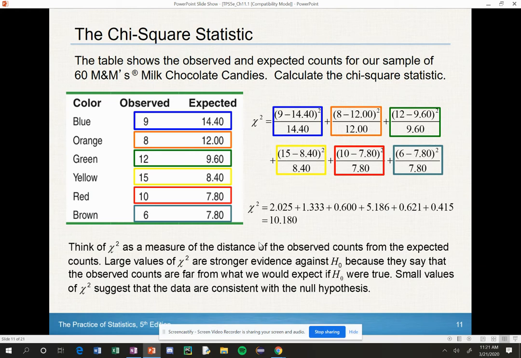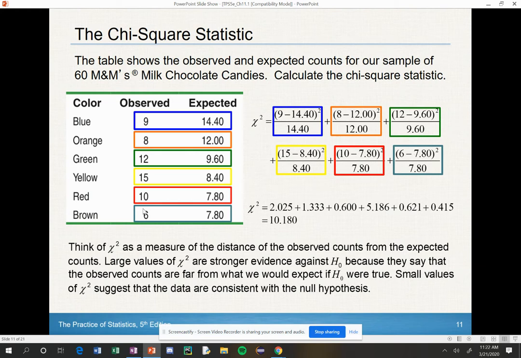So we haven't talked about the degrees of freedom yet. In this case, the degrees of freedom is 5. Why is that? Well, there are 6 different choices of this categorical variable. And so the degrees of freedom will always be the number of choices you have minus 1. So in this case, there are 6 colors. 6 minus 1 is 5. So you want to put degrees of freedom 5.